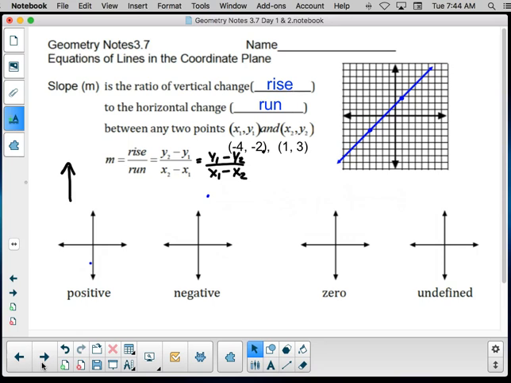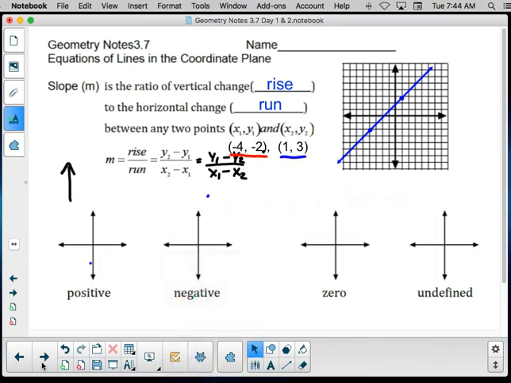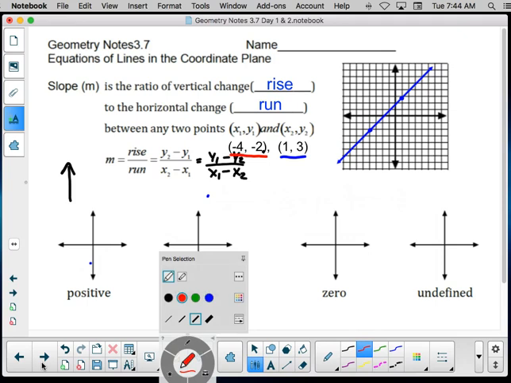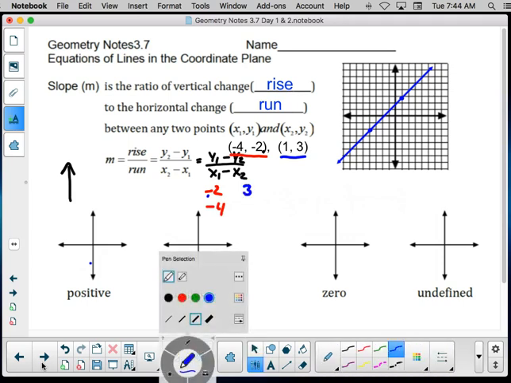We have our two different points here. We have the -4, -2, and we also have 1, 3. I'd like you to notice that when I write these numbers in, I put the y on top and I write the x immediately underneath it, and find their difference. Now, when I get this done, I know that this is going to be -5 over -5, which is just 1.